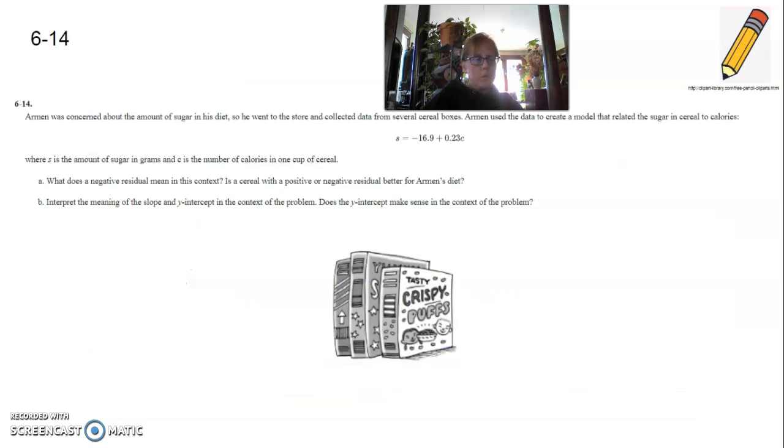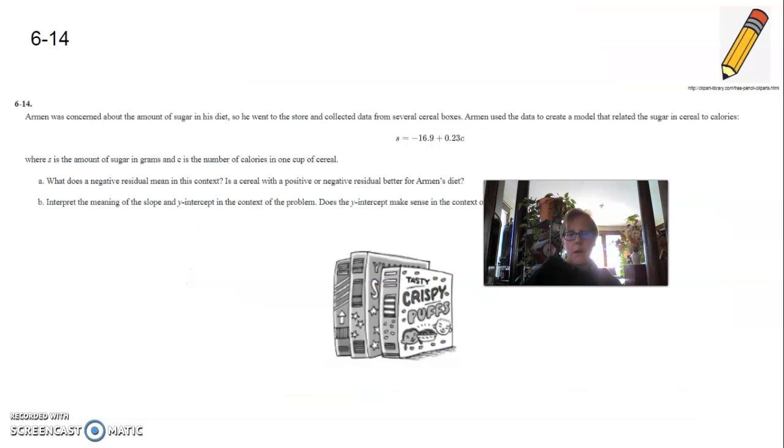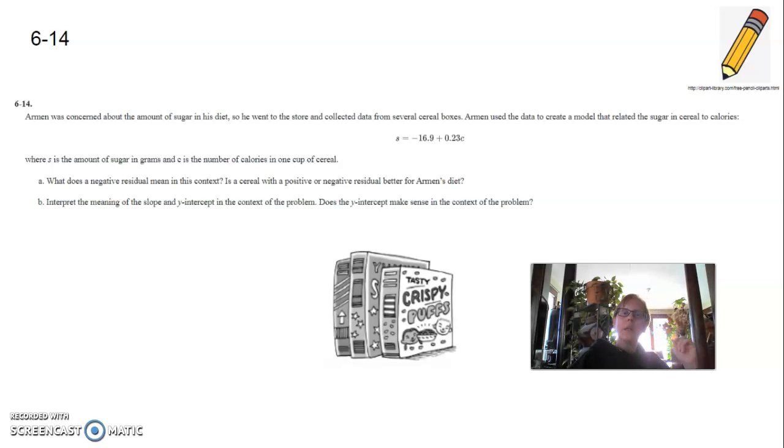All right, I'd like you to try 614 yourself. It's about Armand. He's come up with a relationship between the number of calories in cereal and the amount of sugar in cereal. So I'd like you to use his equation. The questions are A, about a negative residual, and for B, interpreting the slope and y-intercept. So try these 2 problems yourself, and then I'll stop the video, and then when you're ready, start it again and we'll compare.